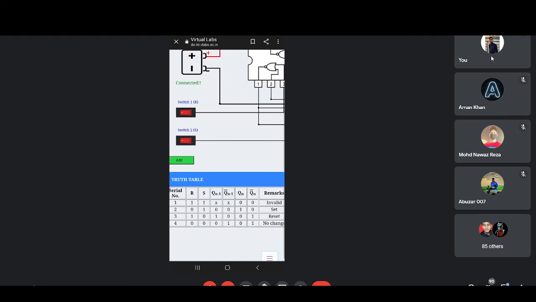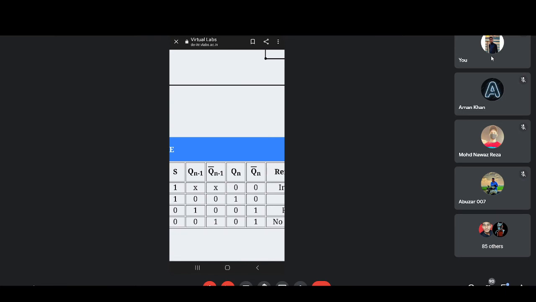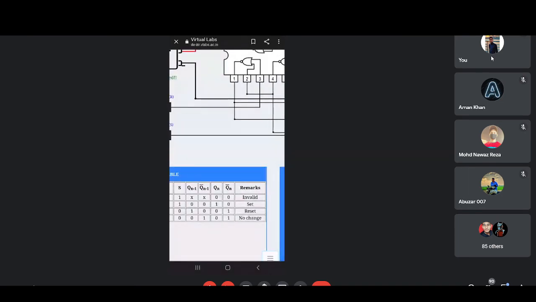So 0 0, what should be the output? Whatever the earlier value was, that will be retained. So you can see here, what was it earlier? Qn minus 1 is 0. That will be available here. Qn minus 1 was 0, and that will be retained in this state, and this state is called the memory state.